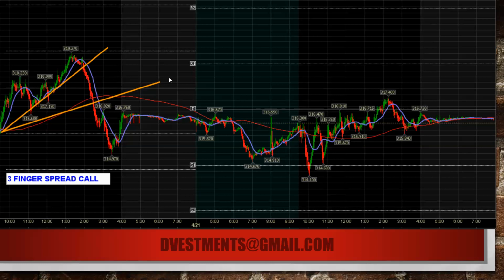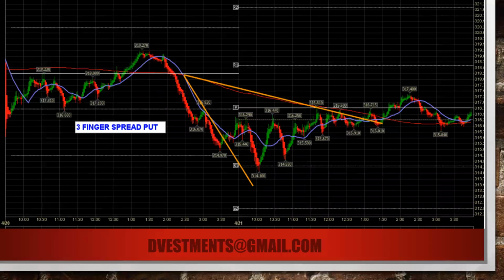Let's look at a put. Let's see what a put looks like. So you've got the 200 on top, the 20 in the middle, and price on the bottom. Did the same thing here. You got the crossover, the 20 over the 200 on red candles. You had sideways, price pulled up to the 20, red candles, and down.